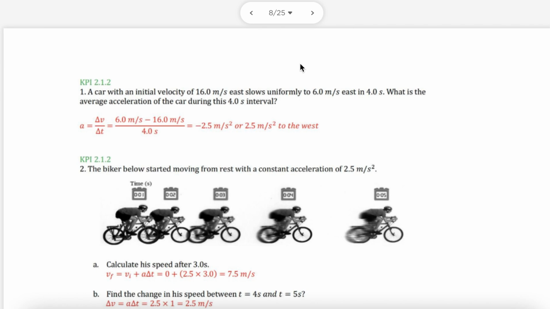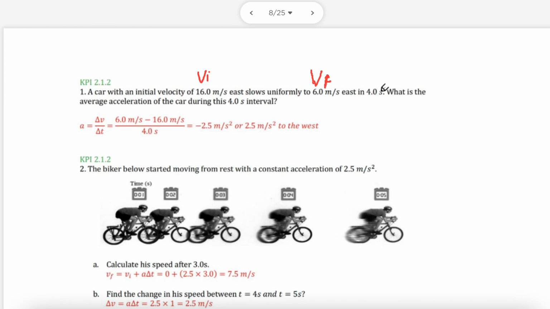In this video, I'm going to continue going over the practice questions for grade 9 ASP. This is for the end of term 1 exam. So in this question over here, a car with an initial velocity, VI, slows uniformly to this new speed, which must be VF. I like to label what I have.